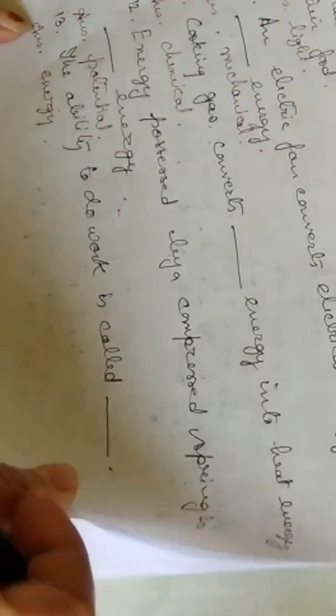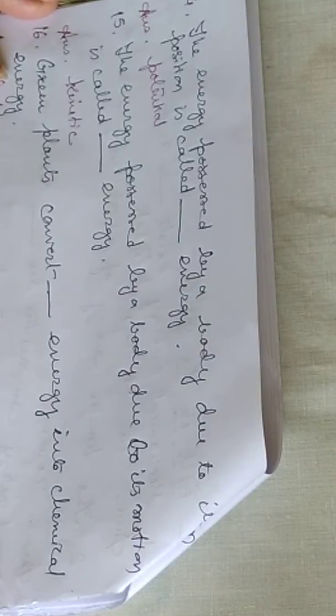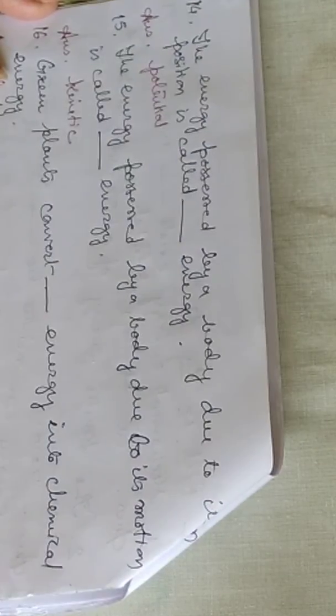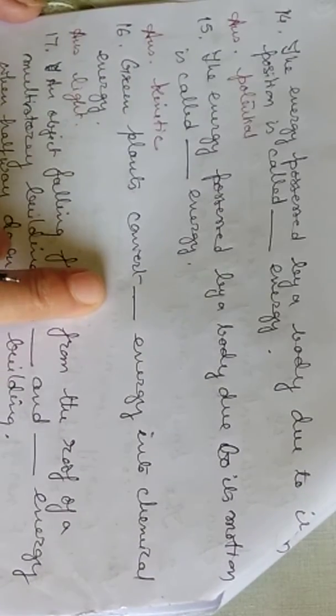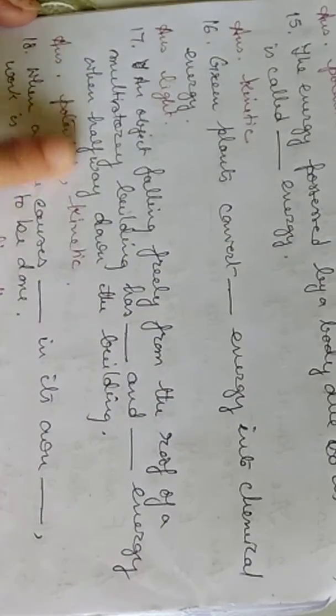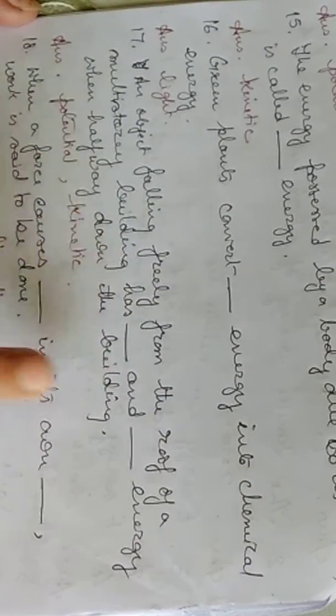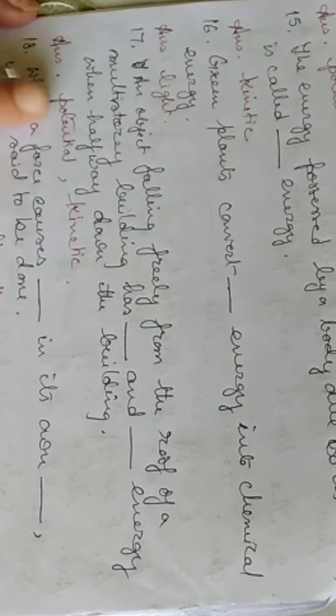The energy possessed by a compressed spring is potential energy. The ability to do work is called energy. The energy possessed by a body due to its position is potential energy. The energy possessed by a body due to its motion is called kinetic energy. Green plants convert light energy into chemical energy. An object falling freely from the roof of a multi-storied building has dash and dash energy when halfway down the building: potential and kinetic energy.